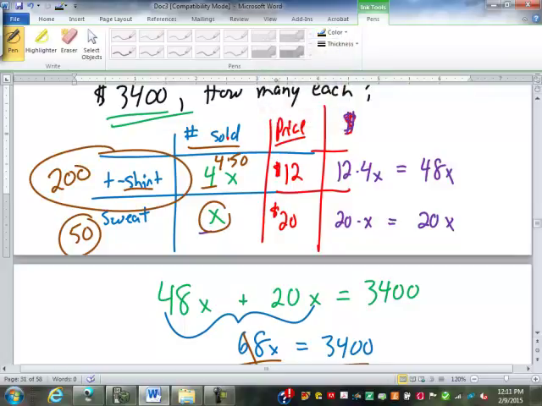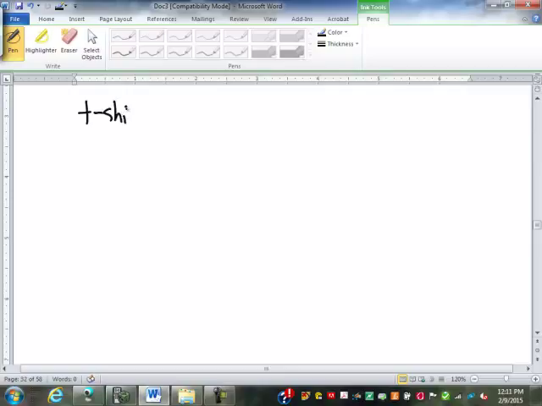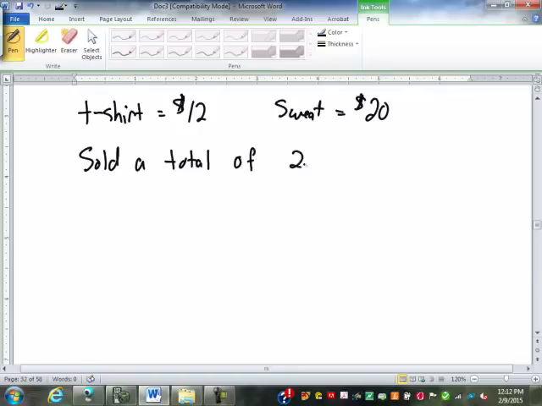Now we're going to take a little bit different approach. It's going to be the exact same problem, but we're going to do it a different way. So once again, the t-shirts are $12. The sweatshirts are $20. This time, though, we're going to say we sold a total of 250 shirts for a total of $3,400. And once again, how many of each?